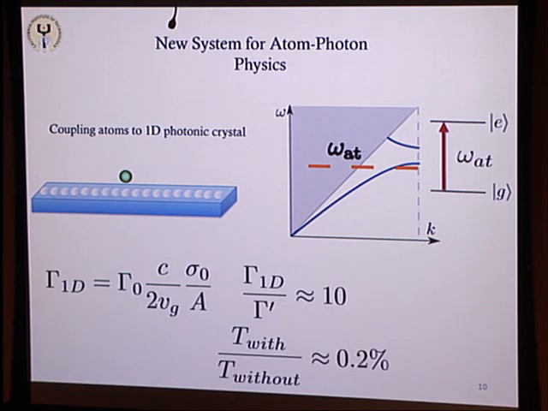And so now, with atoms strongly coupled to these photonic crystal structures, we're able to get gamma 1D over gamma prime of roughly 10, which is orders of magnitude larger than what you would have in a standard nanofiber. And said in a different figure of merit, transmission with an atom in this coupling regime versus transmission without an atom, you get roughly 0.2% for the transmitted light of a laser that's on resonance with the atomic transition.